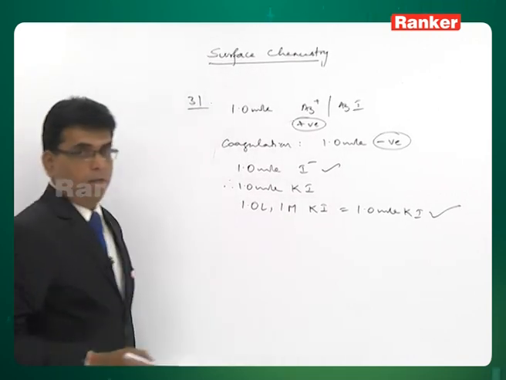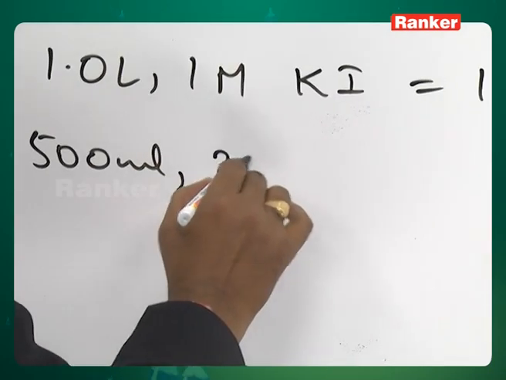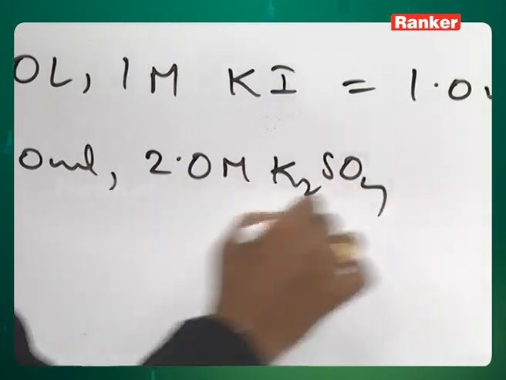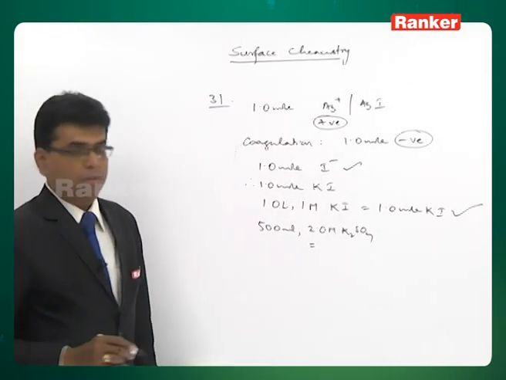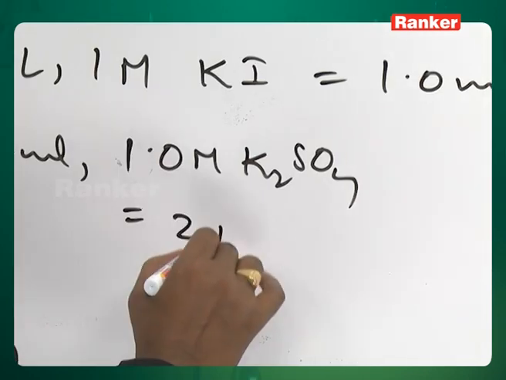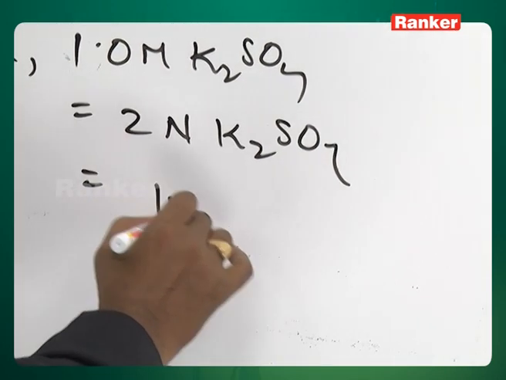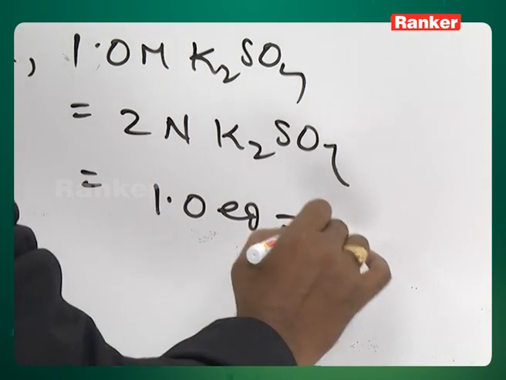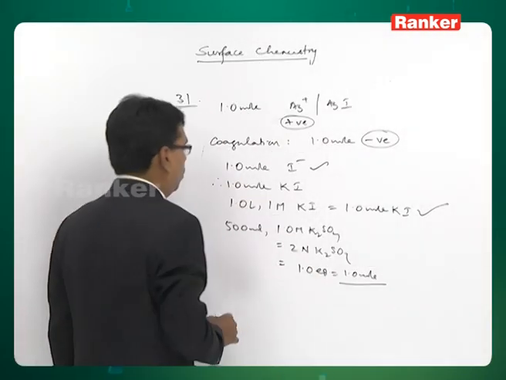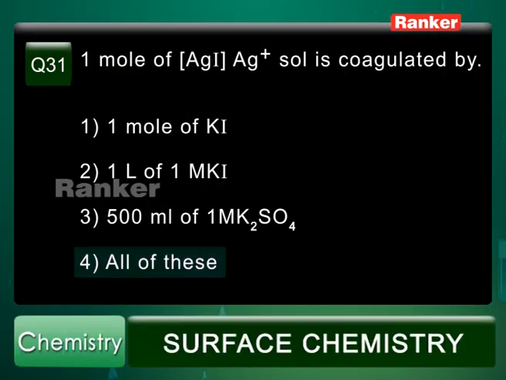So, this is also ok, and 500 ml of 2 molar K2SO4. So, this is 2 normal K2SO4. So, here this is again equal to 1 equivalent, or 1 mole. So, all 3 of them are useful. So, option 4, that is all of these, is the correct answer.